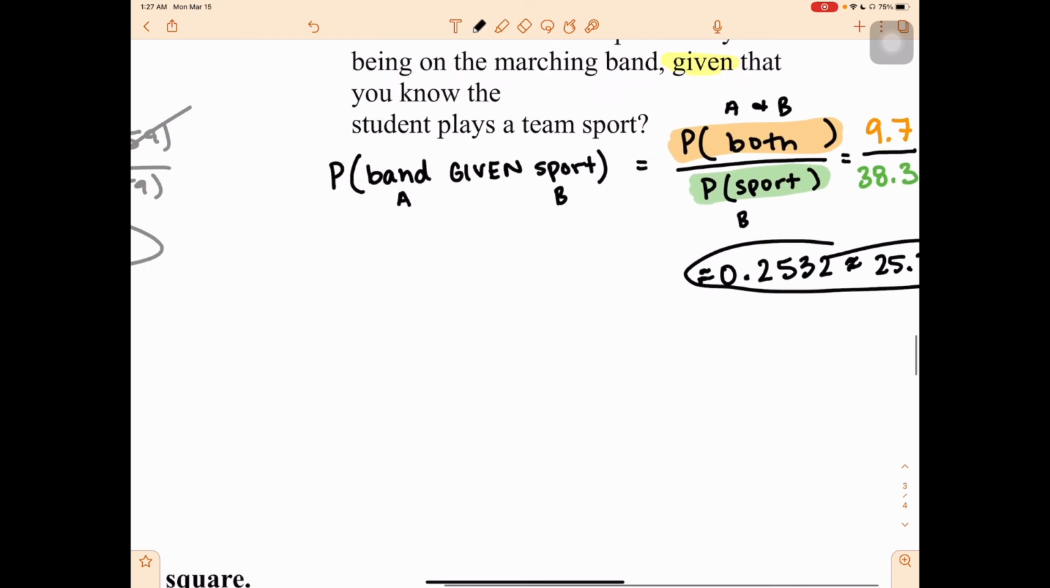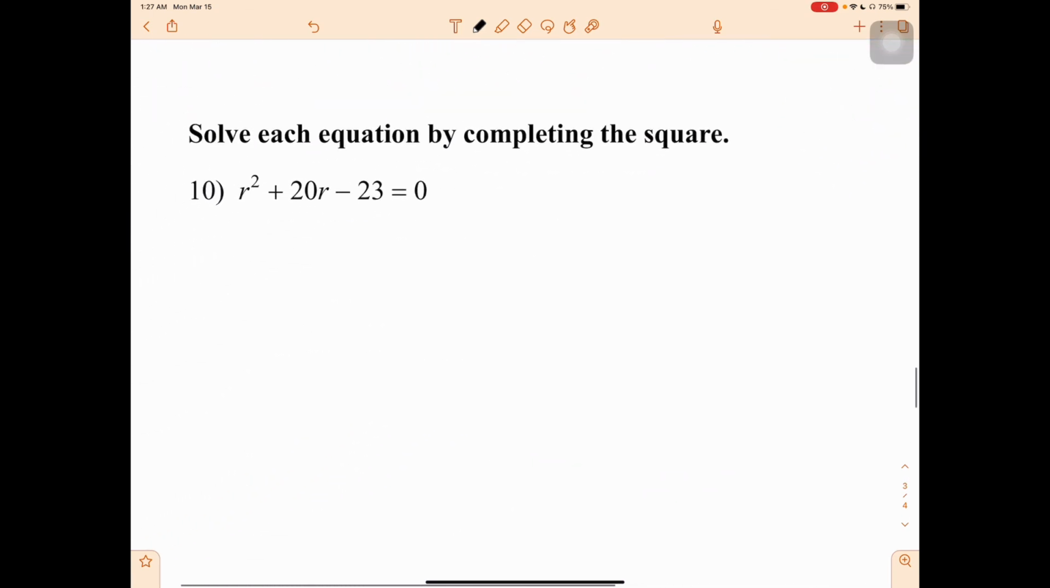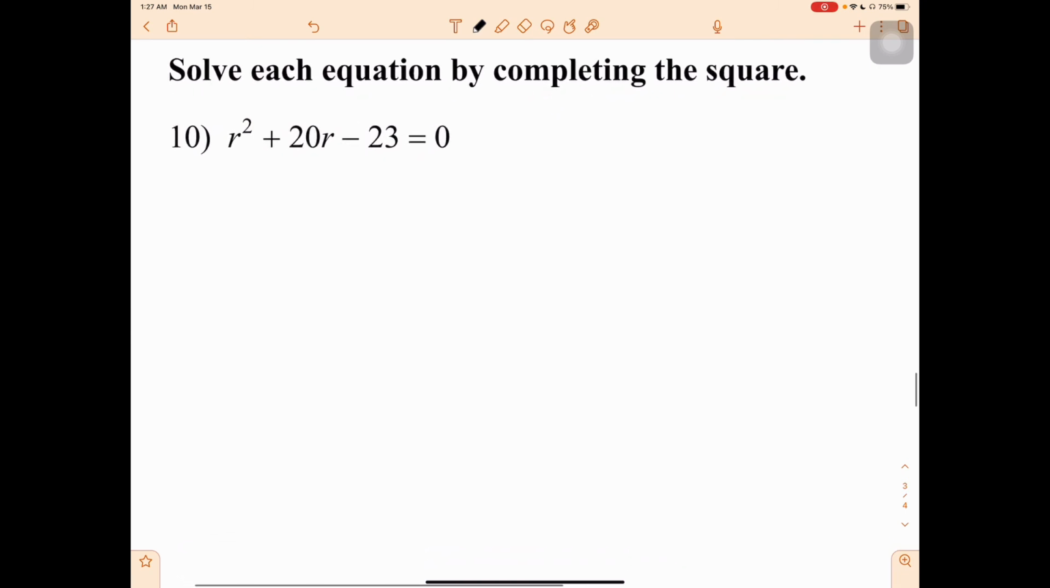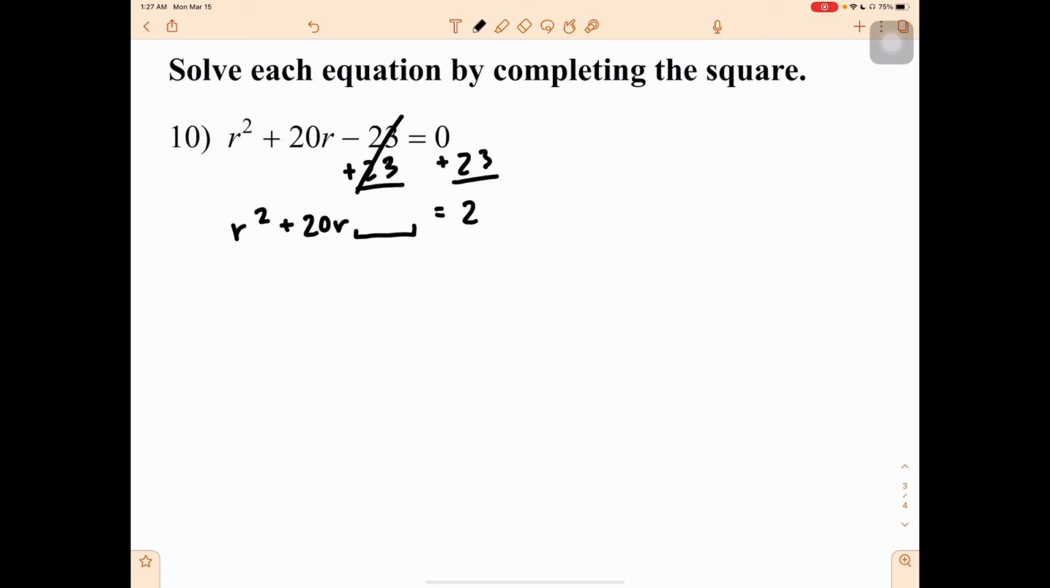Okay, so here's our last one. It is completing the square. So this is review. I'm going to go through it relatively quickly just for sake of time on the video. So I'm going to first add 23 to both sides. I have r squared plus 20r, and then this blank spot equals 23. So the first step is add c. Or I guess we should say move c, because if the c was a positive, then I would be subtracting it from both sides.